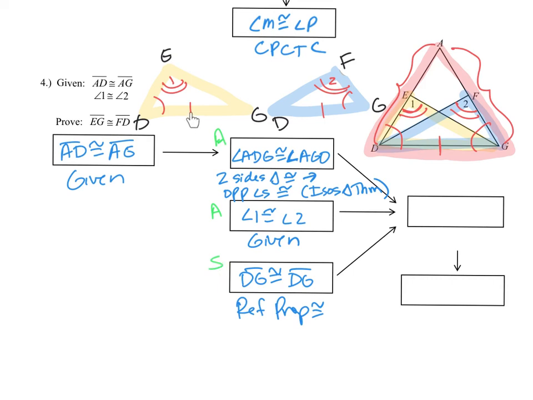Notice that this side with the tick mark is a non-included side, isn't it? There's only an arc on one end. The included side would be this one, wouldn't it? Because there's arcs on both ends. So this is a non-included side, so that means the reason that the triangles are congruent is going to be angle, angle, side. So I'm going to call the yellow triangle, let's call it triangle DEG.